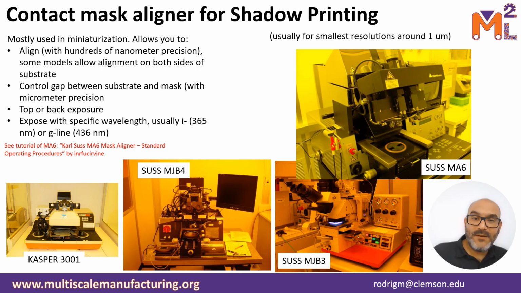Depending on the kind of mask aligners, there can be multiple options. Always check your clean room, what kind of equipment you have available, and what the capabilities of that equipment are. Sometimes you can do double-sided alignment, for example. Sometimes you can do bigger substrates, right? So always check the specifications of your equipment. In general, for all the equipment pictured here, usually the smallest resolutions will be around 1 micrometer. So keep that in mind.